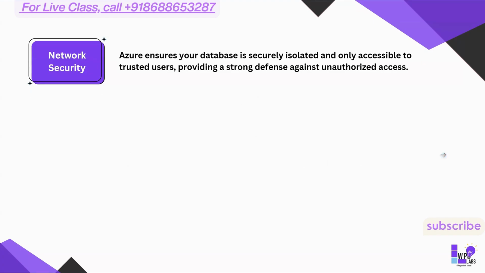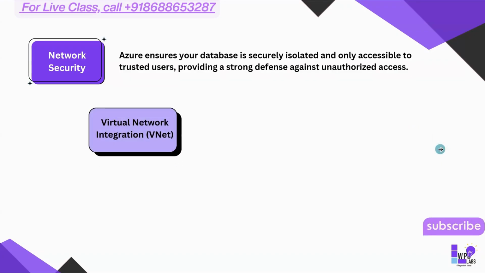When we talk about network security, what are we exactly talking about? We're talking about how our database is isolated from others and only accessible to trusted users, so that it has a strong defense around it. Just imagine a strong circle, a base layer of security, against the outside environment. That's how there is strong defense against unauthorized access. Among the topics under network security, we have virtual network integration, that is VNet, an important term under Azure database security.